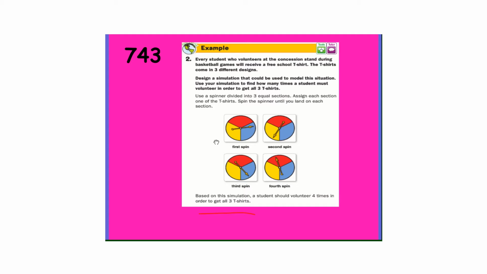And based on the simulation, a student should volunteer 4 times to get all 3 shirts. No, that would just be this example, this experiment. You would say you would have to spin the spinner until all 3 colors were chosen. So here we had a blue and a yellow, and we had another blue. So we had to keep going. It could have stopped with 3. It could go on to 100, who knows? But what you say is you have to spin it until all 3 colors were chosen.